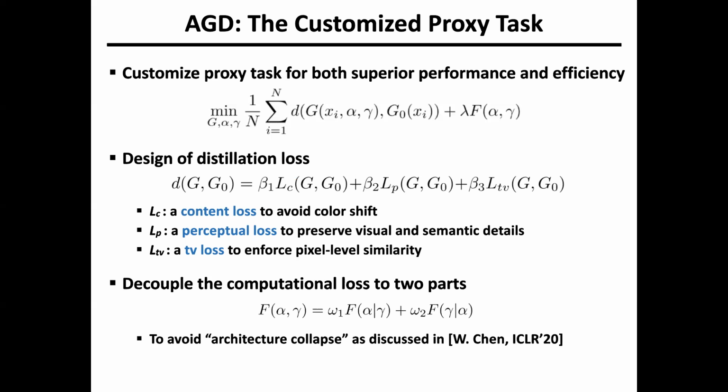And for the computational loss, we decouple it into two parts. That is, we regularize the computational loss related to different architectural parameters with different weights to avoid the architectural collapse phenomenon, which is a bias towards low latency yet low performance models, as discussed in a recent ICLR paper. And in our case, we adopt FLOPs, that is floating point operations.